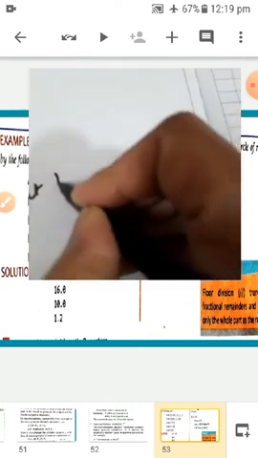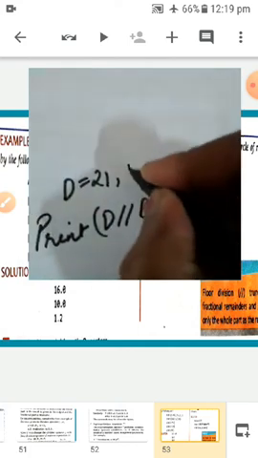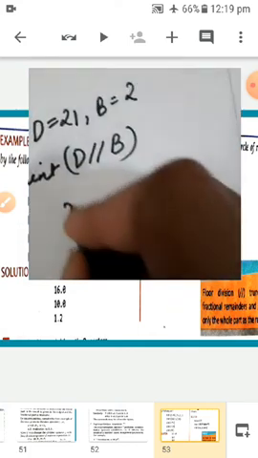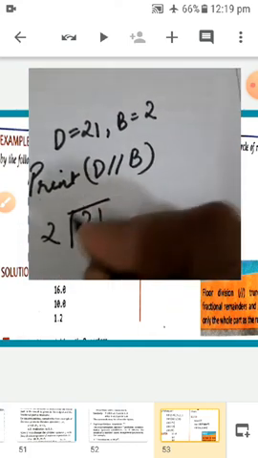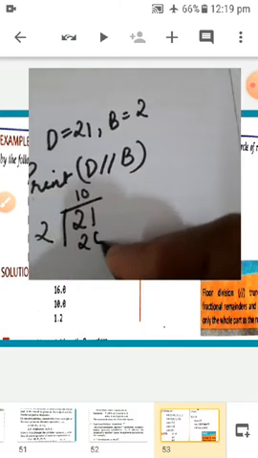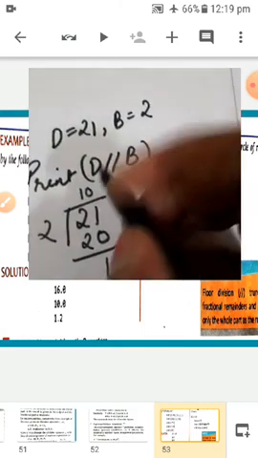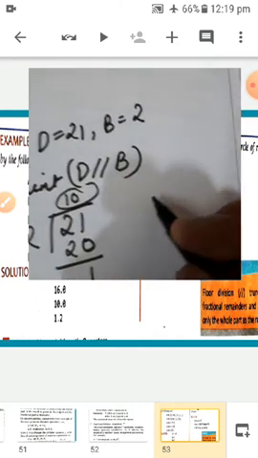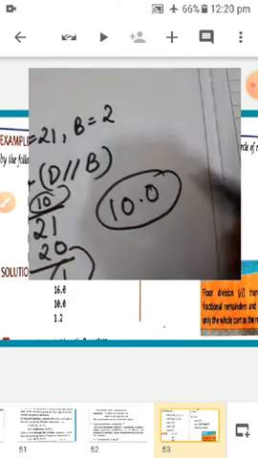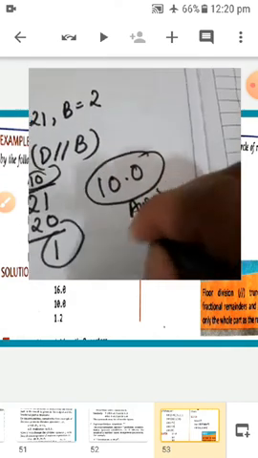Next is print D floor division with B. Now D value is 21 and B value is 2. So 21 divided by 2, 2 tens are 20. You will get one remainder. So 10 will be the answer. 10.0 will be the answer. It will ignore this remainder. So this will be your answer.